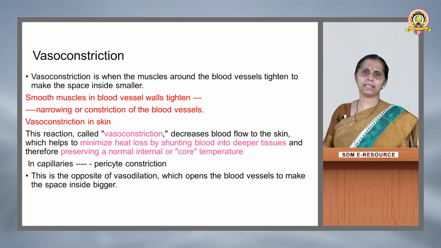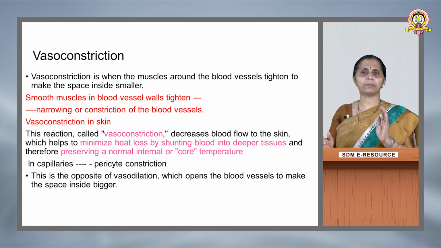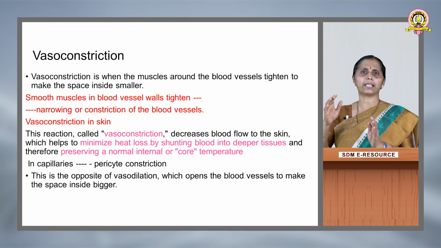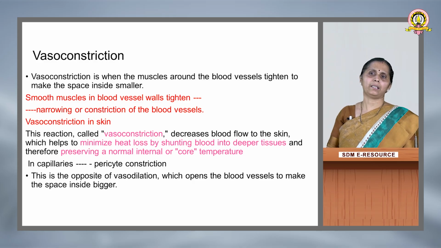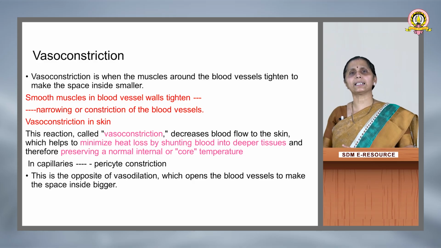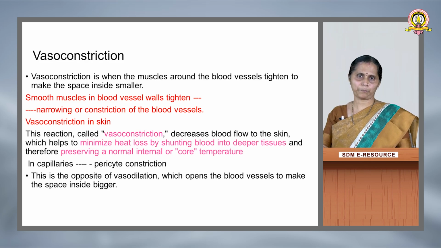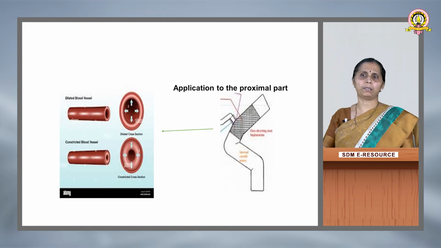Now, in capillaries, it is the constriction of the pericyte which decreases the size of the lumen. Whenever there is a decrease in the size of the lumen in the capillary, the movement of blood from the arterial end of the capillary will be restricted, and there will be less congestion in the venous part of the capillary. So, vasoconstriction has many beneficial effects, and that is what we are observing in the application to the proximal part.